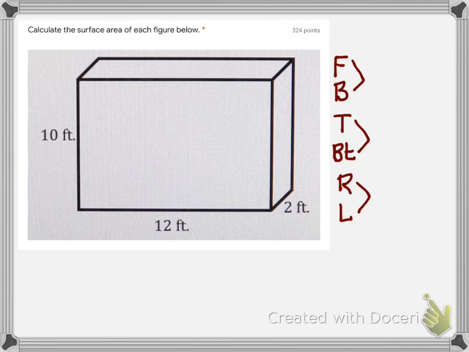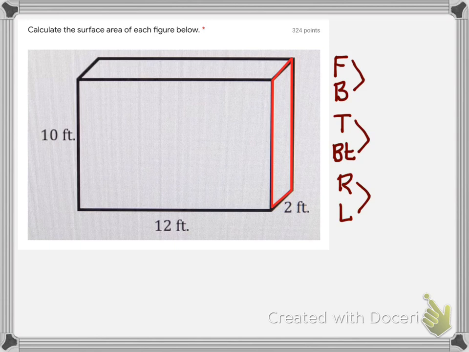And then the right side's going to be this one. That, and that. There's the right side, and that's a diagonal line 2 by a vertical line 10. So 2 by 10, and then you should be able to find the areas of all of those faces and then add them all up.